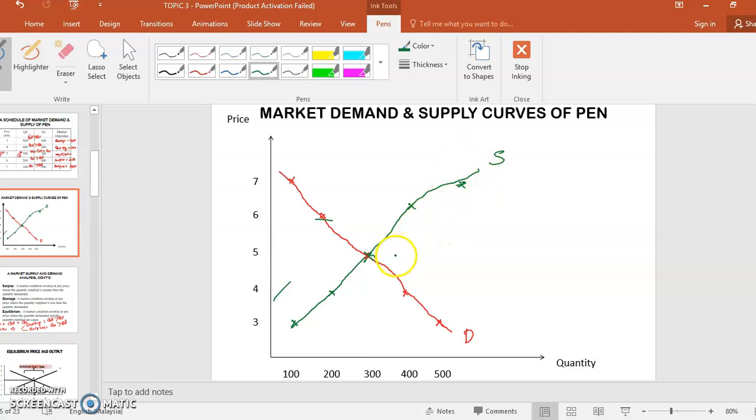So where is the equilibrium point? Here, this point, the intersection between demand and supply curve. So from this point, this is the equilibrium price at 5 ringgit, and this is the equilibrium quantity. So equilibrium price is 5 ringgit. Equilibrium quantity is 300.